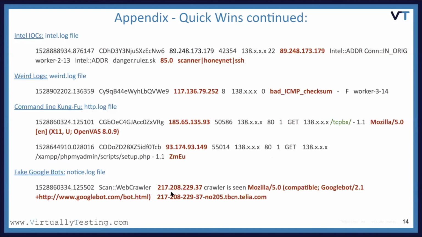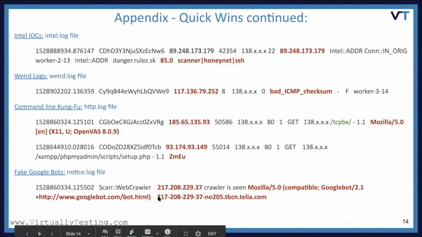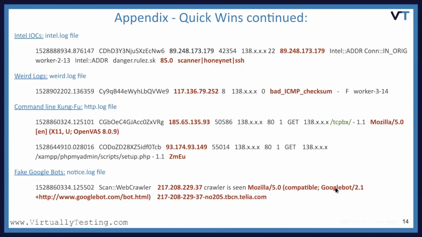Fake Googlebots. This was a very interesting find. This is again the notice.log file. It was detected as scan web crawler, and the IP address was 217.208. And it was using Googlebot as user agent. The legit Googlebots that Google uses to crawl websites have very specific properties. First off, the IP ranges are different and they are all owned by Google.